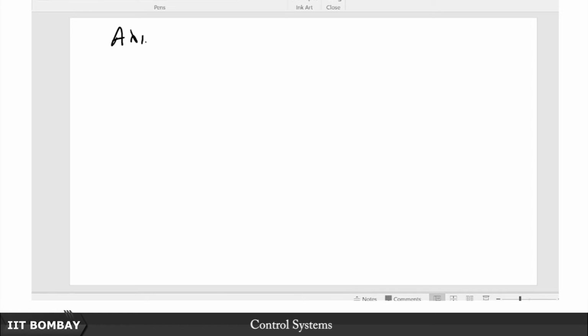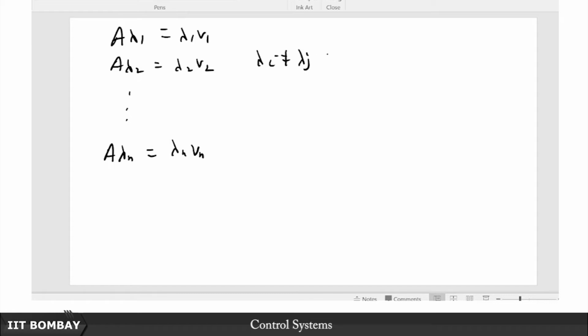First, suppose you have A lambda 1 is equal to lambda 1 V1, A lambda 2 is equal to lambda 2 V2. Like this you have A lambda n is equal to lambda n Vn, where lambda i is not equal to lambda j for all i, j such that i is not equal to j. So unless i is equal to j, lambda i is not equal to lambda j, that is what it means to have distinct real eigenvalues, and of course lambda i is real, we have assumed, for all i.